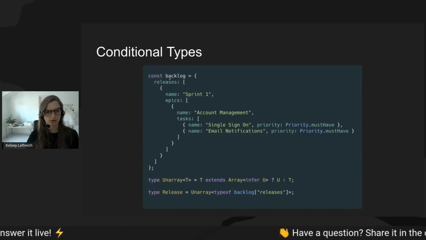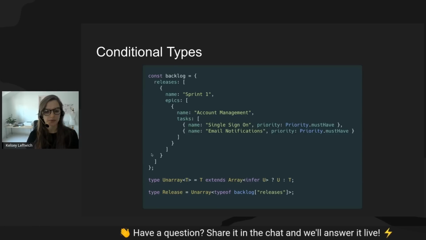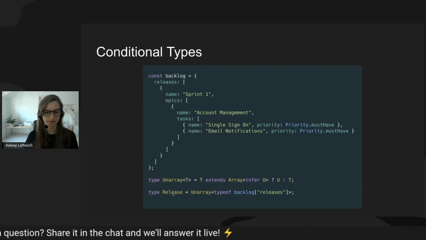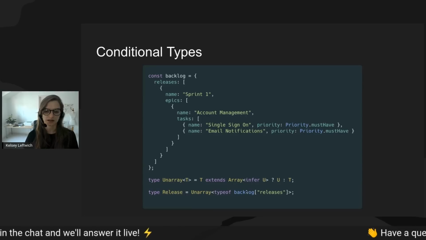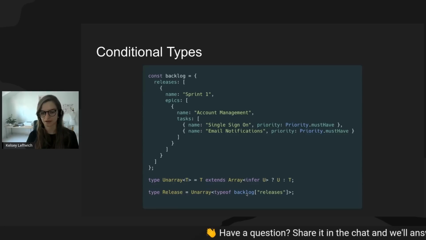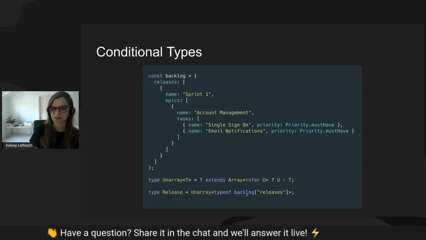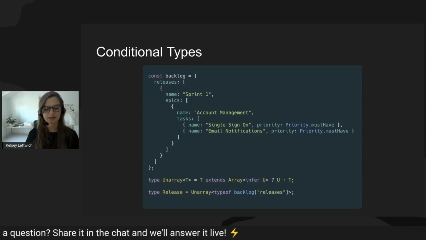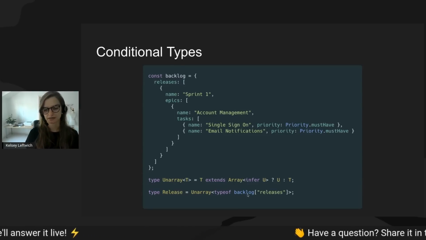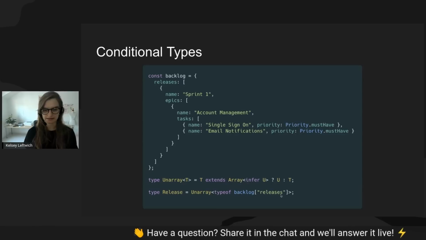And I could do type of backlog, and it's going to be an object with releases and all that. But if I just wanted to get the release type off of there, first of all, I can do type of backlog and get whatever the type of this backlog is without defining it explicitly. Again, this is one of those cases where you don't have an aliased type. And so I've gotten the type off of the backlog. And then off of that backlog type, I've gotten releases.